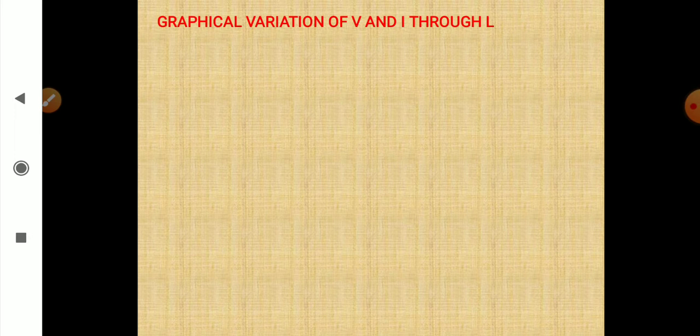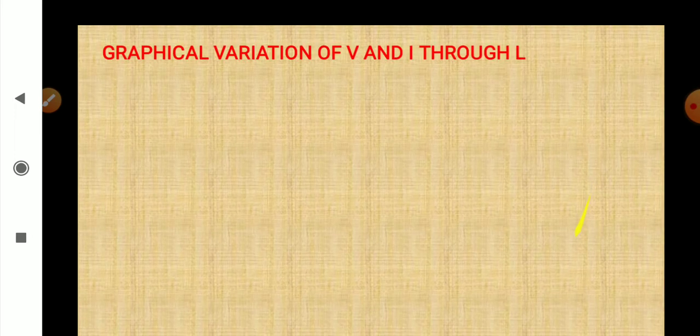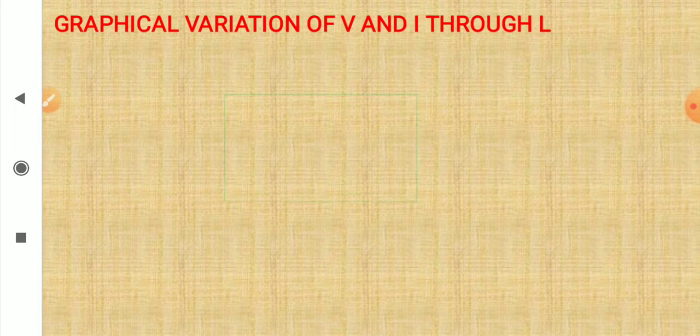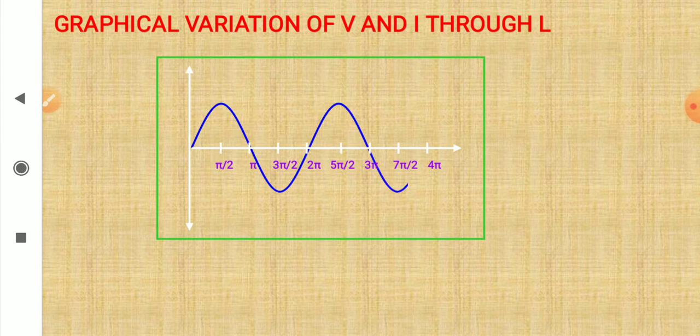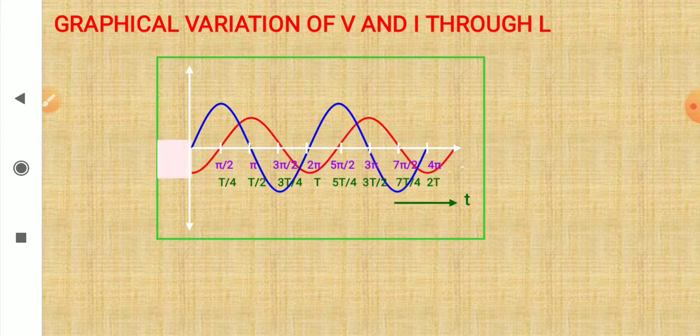And now the graphical variation of V and I, voltage and current through L. You can see the graphical variation now. See, first the voltage comes and then current starts. So current is behind it.